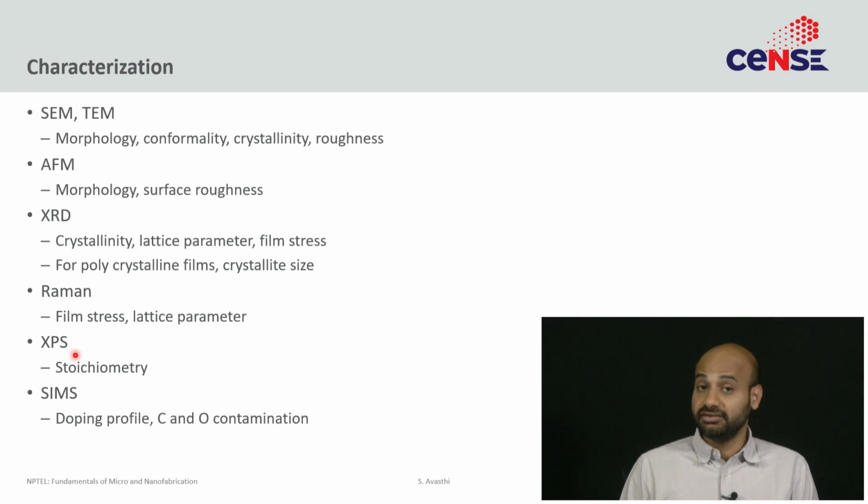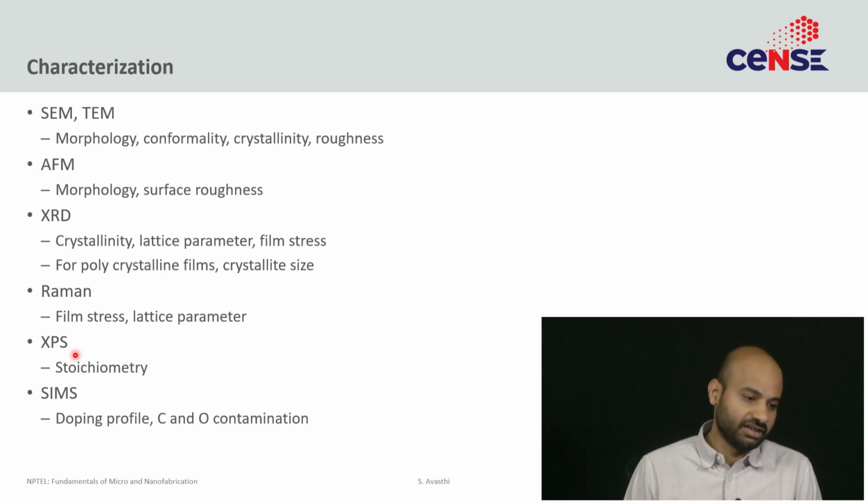XPS tells you stoichiometry, very important. You are growing titanium dioxide, but is it really TiO2 or is it TiO2 plus x or 2 minus x? Those are the kinds of studies that can be done using XPS. And then if you want to look at doping, how much carbon contamination you have, how much oxygen contamination you have, you might want to do SIMS.